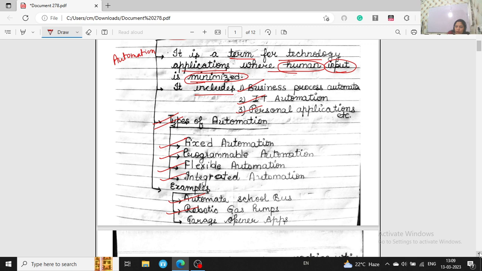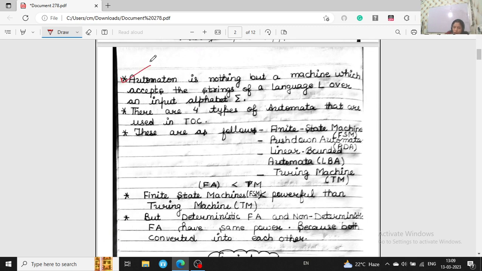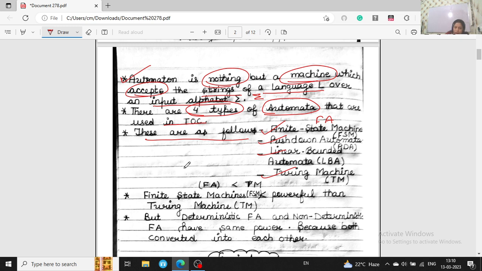Now, the next point: an automaton is nothing but a machine which accepts the strings of a language over an input alphabet that is represented by sigma. There are 4 types of automata machines used in TOC. First is the finite state machine, also known as the finite automata machine. Second is the push down automata machine, PDA. Third is the linear bounded automata machine, known as LBA. Fourth is the Turing machine, TM.